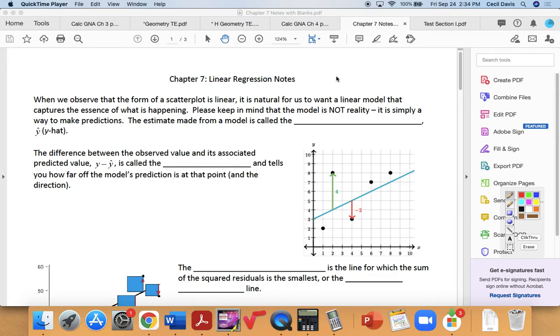So on this scatter plot below, one of the things that's natural for us to want to do is come up with a nice simple model for this, a linear model, because linear models, well, it doesn't get much easier than that, right? You've been doing linear equations of some kind or another since you were in 7th grade. Okay? So something to keep in mind that some of you lost some points for on the test is that a model is not reality.